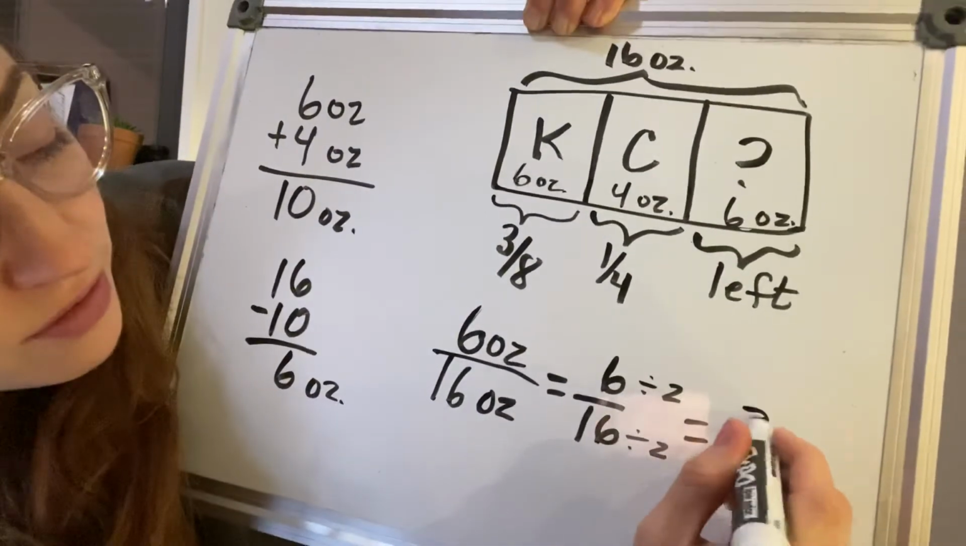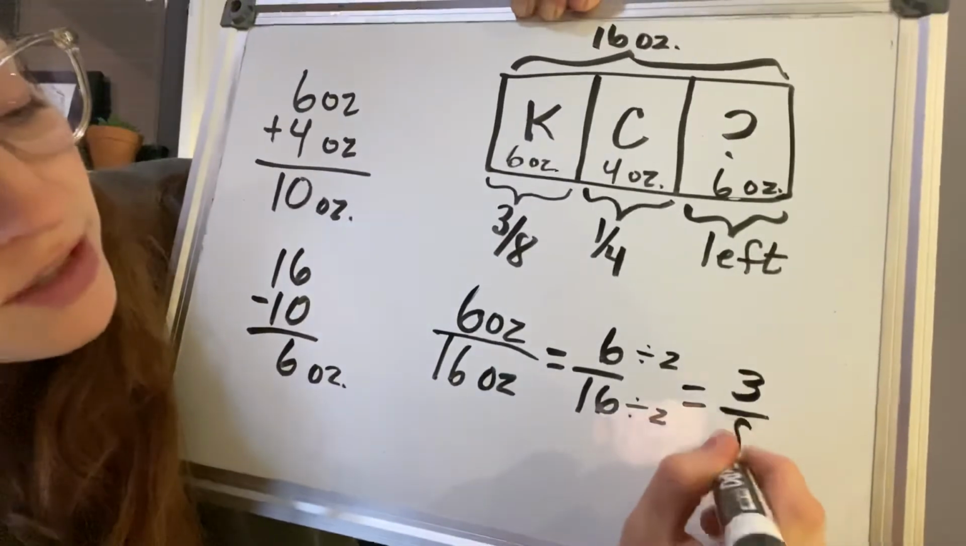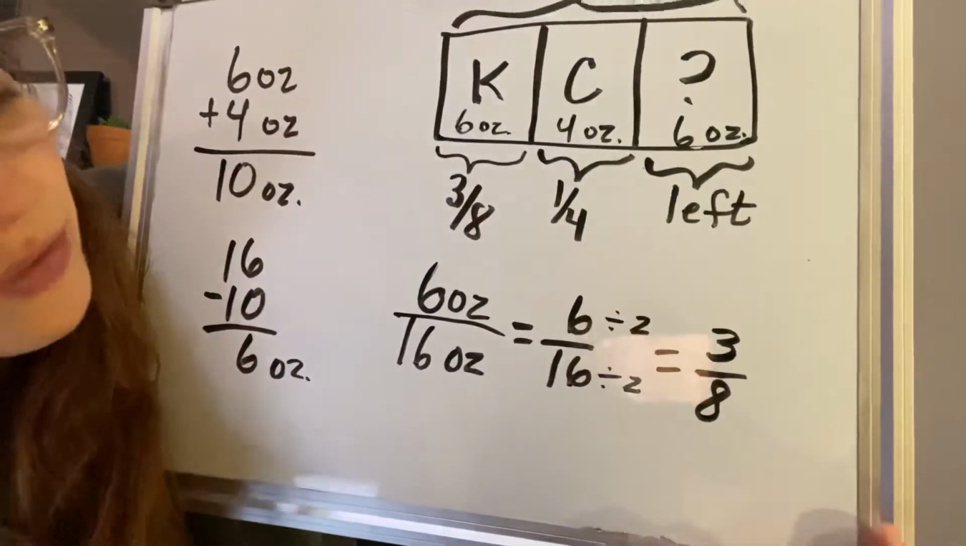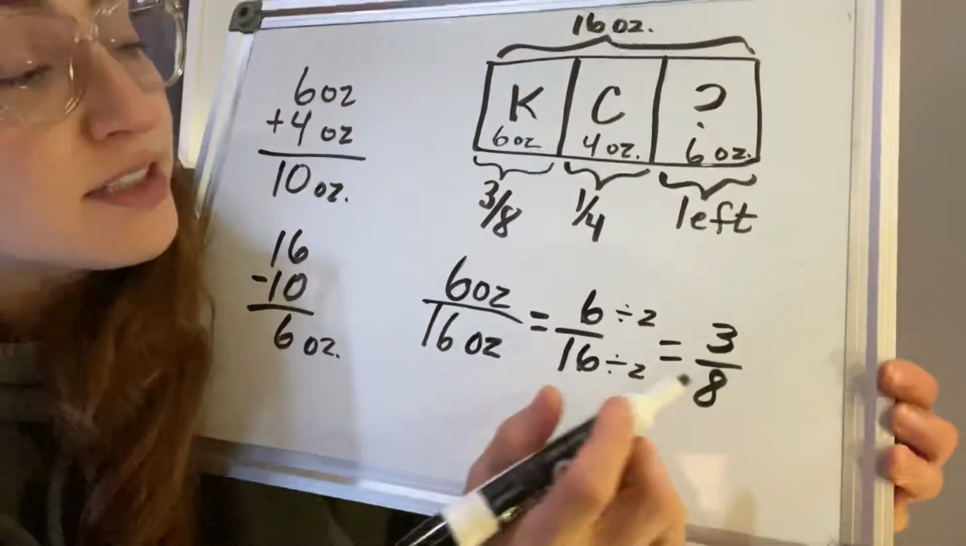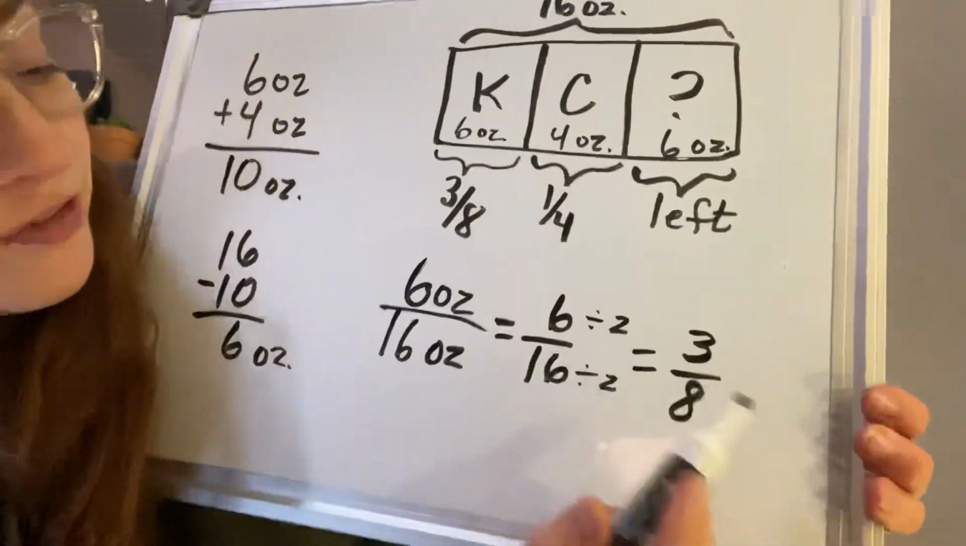So 6 divided by 2 is 3. 16 divided by 2 is 8. So we can simplify that fraction to 3/8. So that's our final answer. We can't simplify it any further.